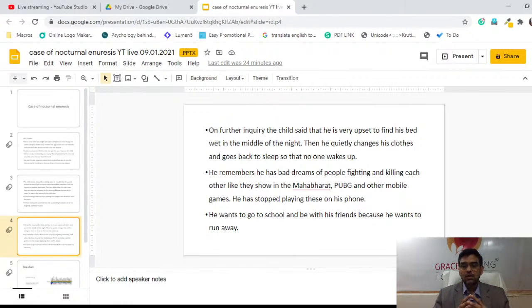See, in today's world, if an 11-year-old child is not speaking in front of the mother, that means you see the amount of suppression he has. And how is the suppression released? His dreams of what? Fighting and killing, like they show in Mahabharata and PUBG Mobile. He has these types of dreams. He has stopped playing this.